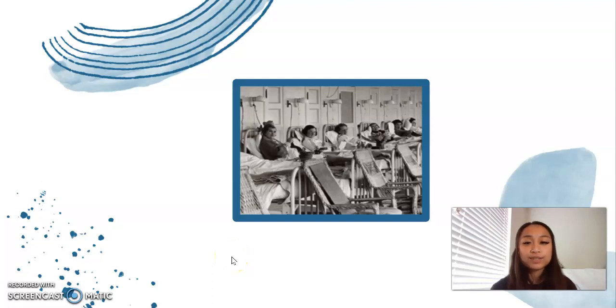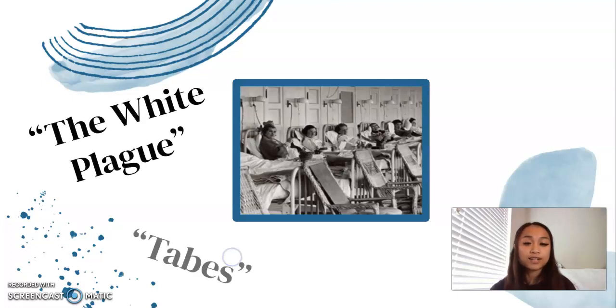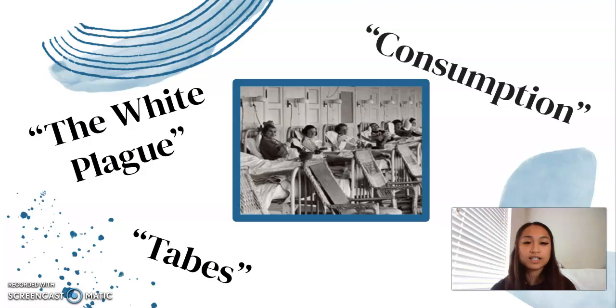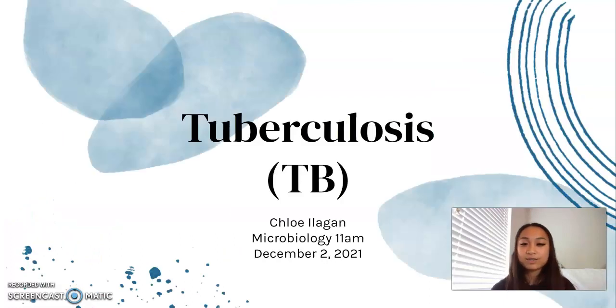There are three terms to describe this certain infectious disease from history, and they are the White Plague, Tabes, and consumption. Do you know what these three terms might characterize? What infectious disease? Also, King Tutankhamun of ancient Egypt, as well as Eleanor Roosevelt and Ho Chi Minh died of this disease. Do you know what this disease is? If you don't know, the answer is tuberculosis.